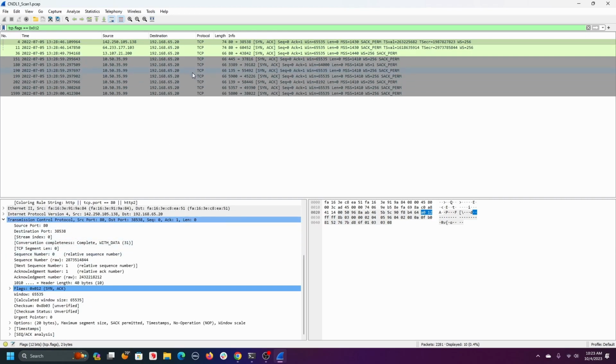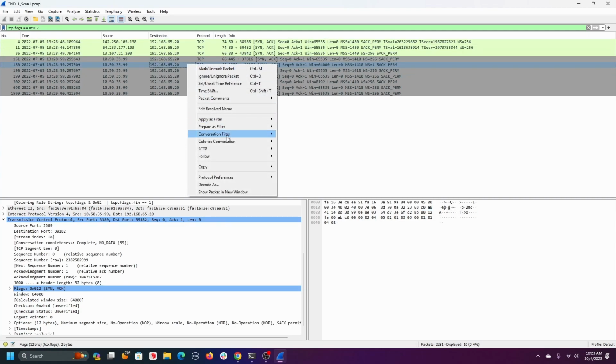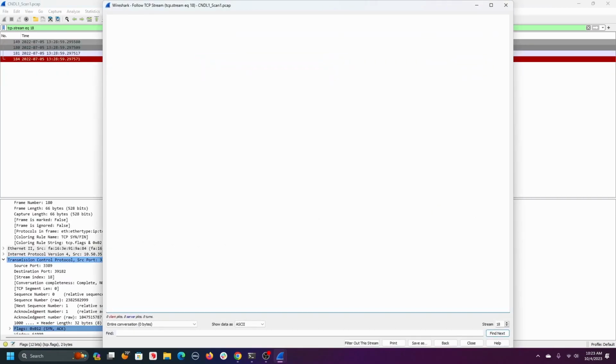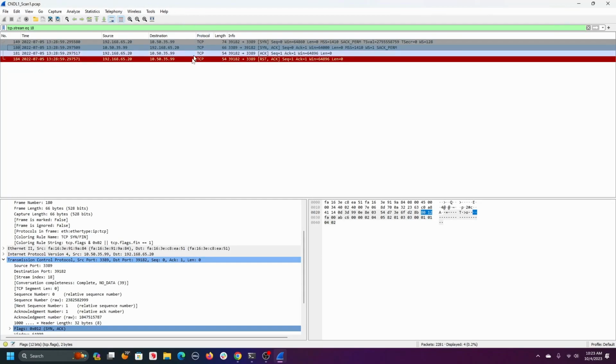So anyways, we're going to pick a port that's open, one where the server is responding back to the attacker. So we want to look at these ones down here, the 10.50.35.99, because the attacker was the 192.168.65.20. So if we right click on one of these, follow TCP stream, we have all the packets that are involved with that stream, and we follow what happens.